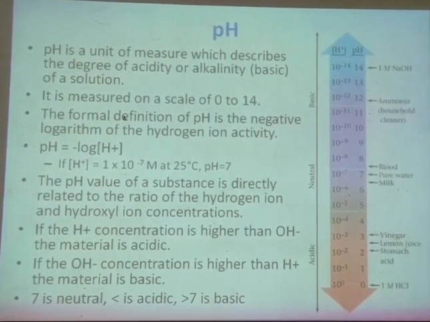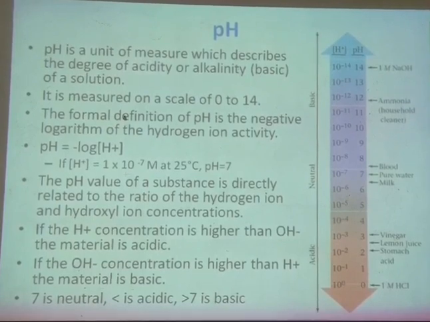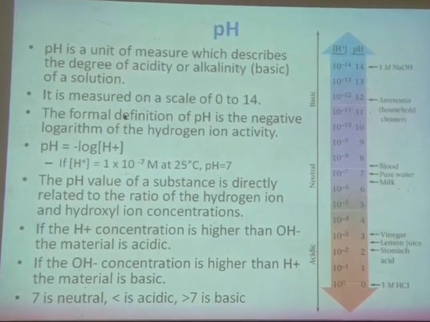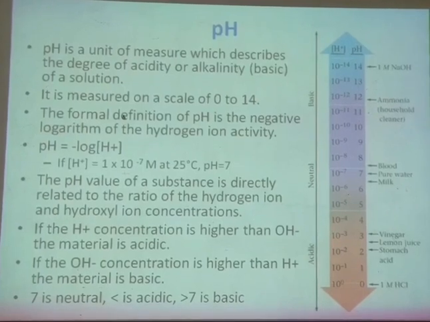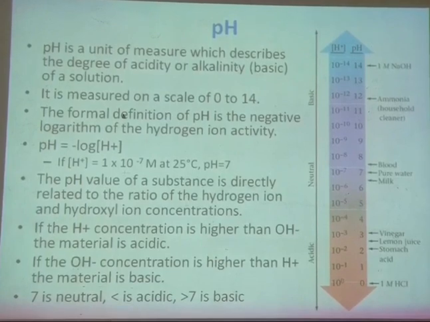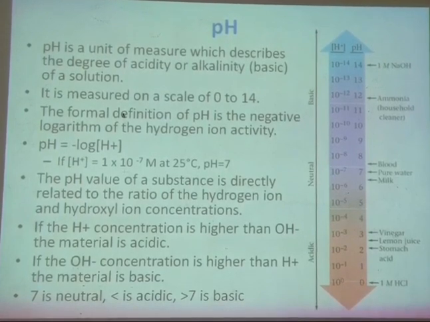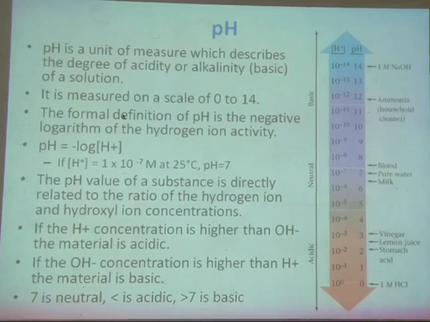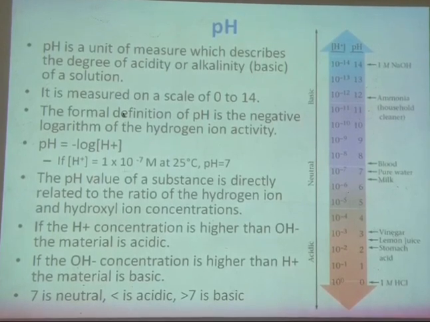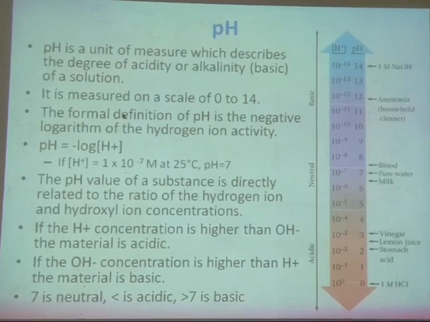The pH is a unit of measure which describes the degree of acidity or alkalinity, otherwise called the acid and base nature of the solution. It is measured on a scale of 0 to 14, and the formal definition of pH is the negative logarithm of the hydrogen ion concentration, or the hydrogen ion activity.